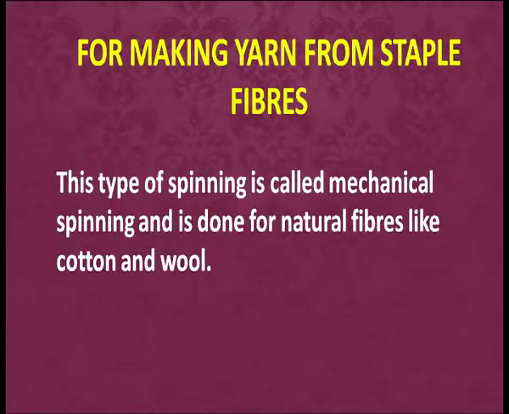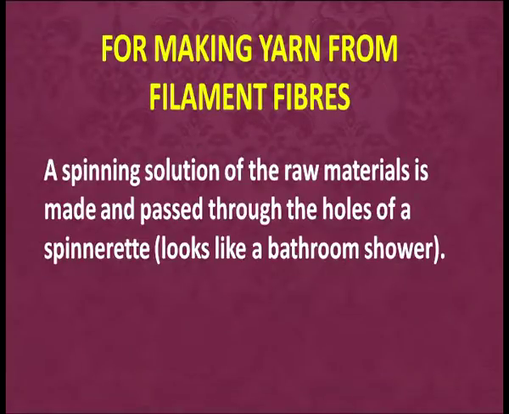So that is the final mechanical spinning that we are doing, and this is done mostly for cotton and wool fibers. Mechanical spinning is usually done for natural fibers. We do not do it for the man-made fibers. The man-made or the filament fibers that are longer in nature, the yarn that is made from them is usually made using chemicals. How are the chemical raw materials used to make the filament yarns?